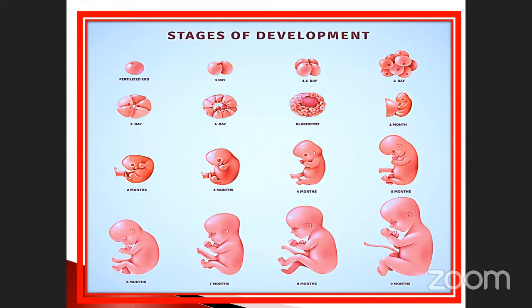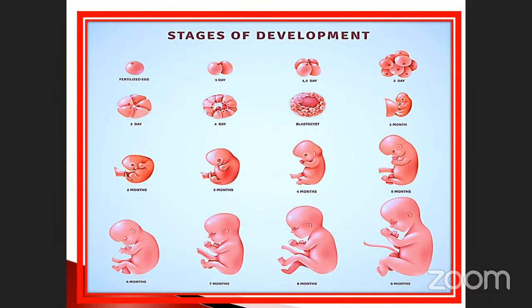And then 2 days, 3 days, 4 days, and blastocyst. And 1 month, what happened, completed the development of the fetus. 2 months, 3 months, 4 months, 5 months, 6 months, 7 months, 8 months, 9 months. 9 months is complete development of the baby. These are the stages of the development.